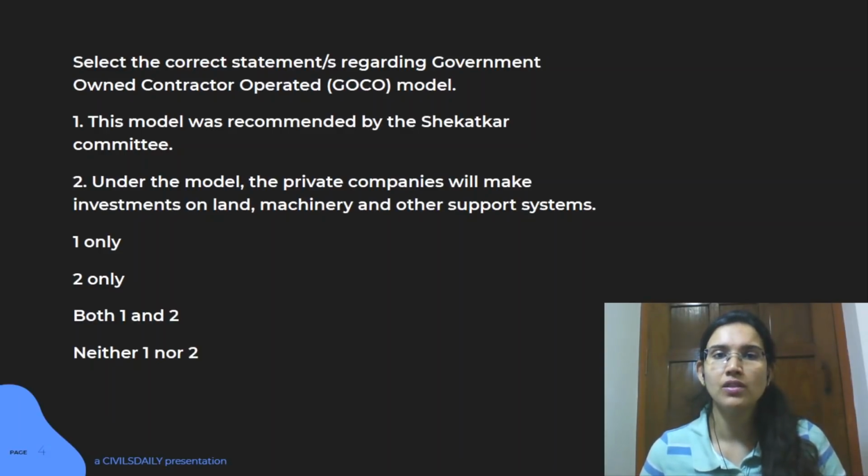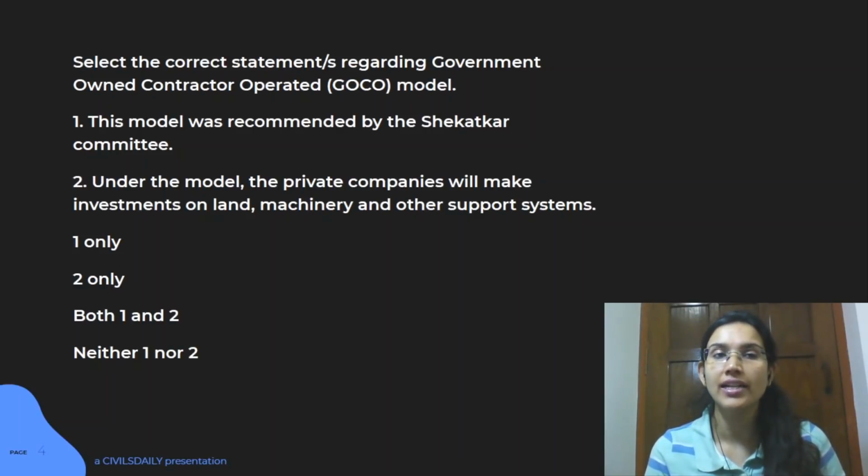Usually people would be confused that since it's the Shekatkar Committee, it's related to defense, so it might not have suggested this model, but this statement is right. This is one tricky thing people might face, but do remember it's by the Shekatkar Committee. The second statement talks about how the private company is going to make all the investment. This statement is wrong, so the answer for this question is only A. In the Government-Owned Contractor-Operated model, all the assets are actually owned by the government.